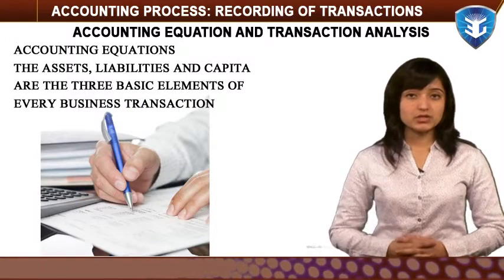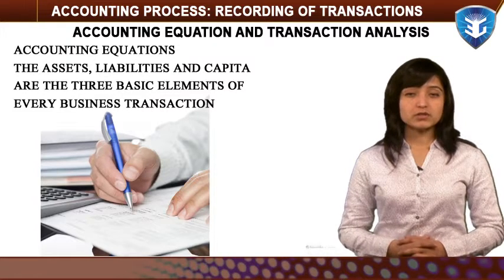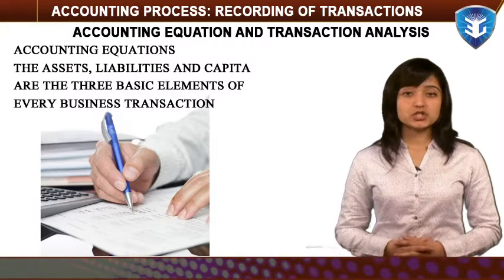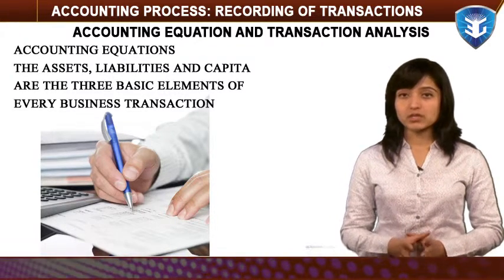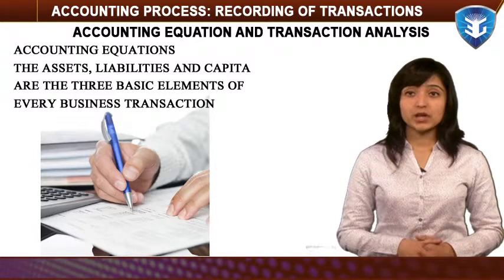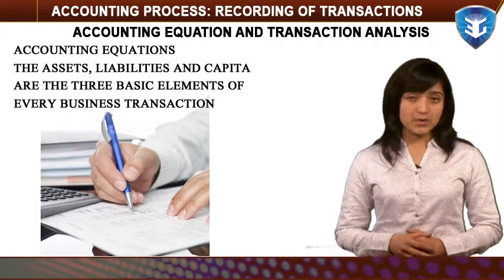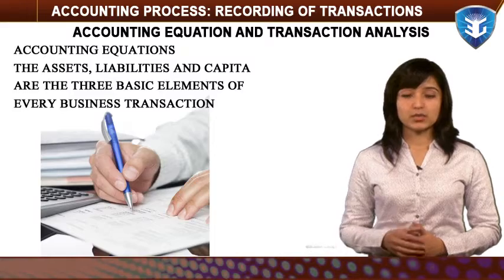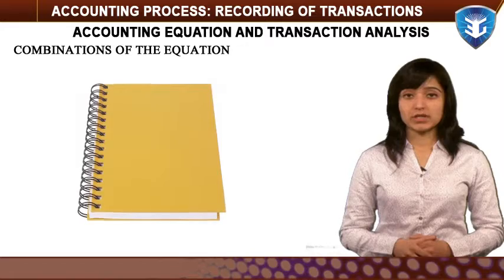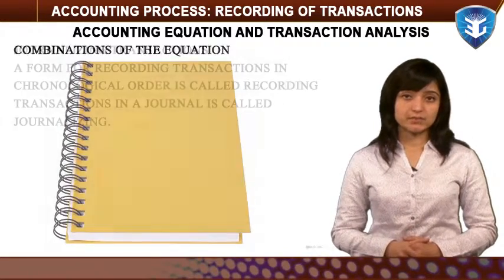Effect of transactions on accounting equations. The assets, liabilities and capital are the three basic elements of every business transaction, and their relationship is expressed in the form of accounting equation which always remains equal. At any point of time, there can be a change in the individual assets, liability or capital, but the two sides of the accounting equation remain equal. Combination of the equation. The interrelationship between assets, liabilities and capital can be expressed in various forms.